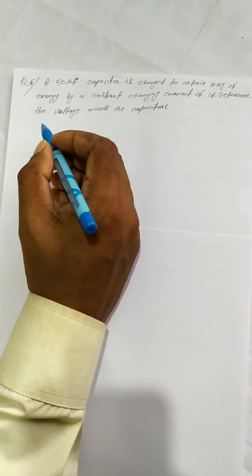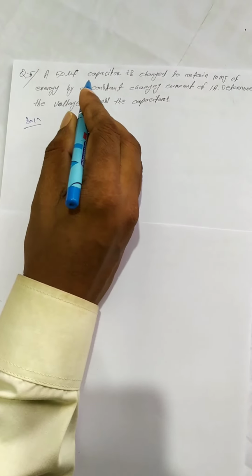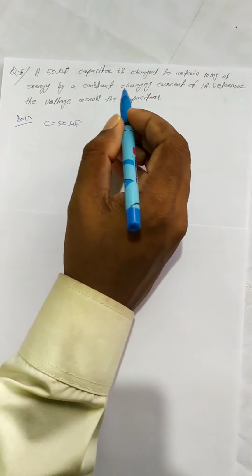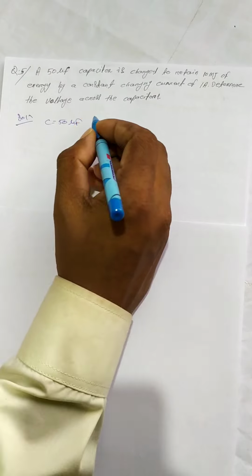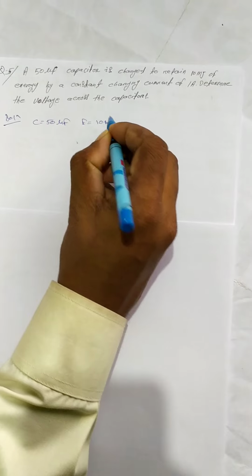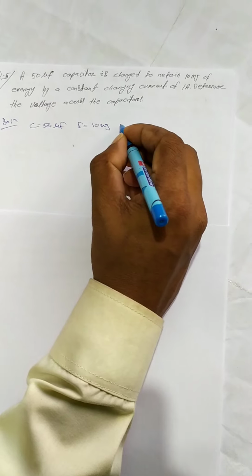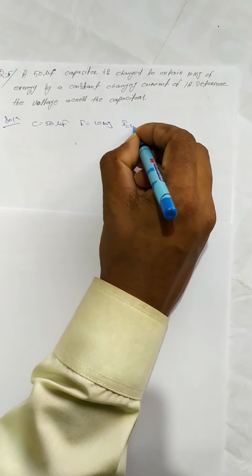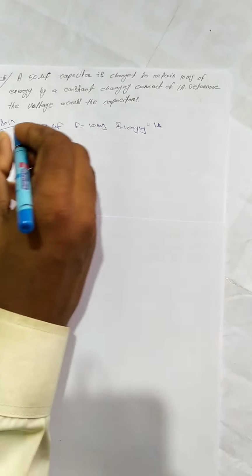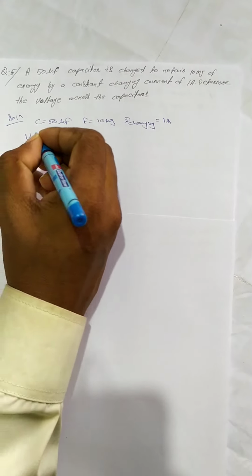We'll see the next question. This is the next question. A 50 microfarad capacitor, that means the capacitor value is 50 microfarad, is charged to retain 10 millijoule of energy by a constant charging current of 1 ampere. That means charging current I charging equal to 1 ampere. Determine the voltage across the capacitor. That means Vc is how much we have to determine.